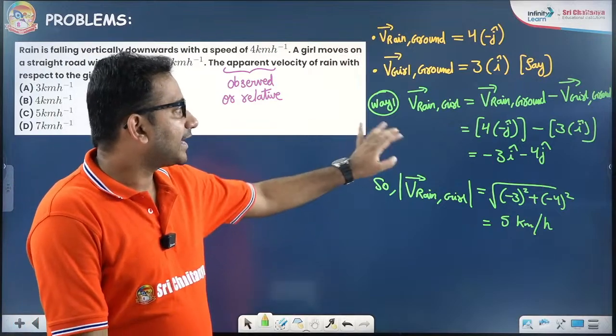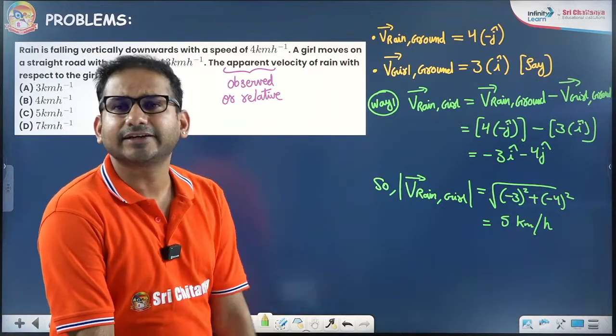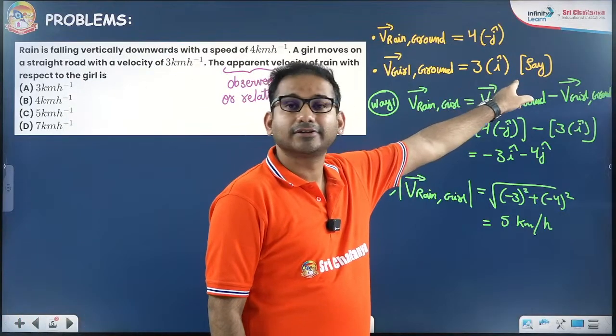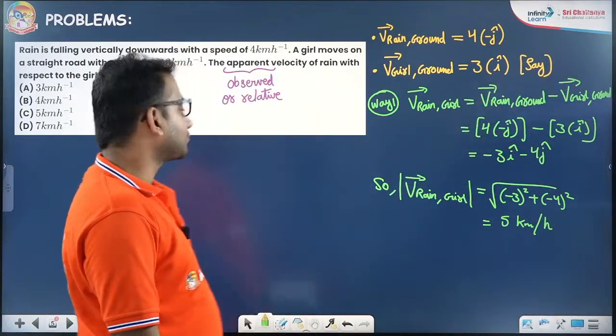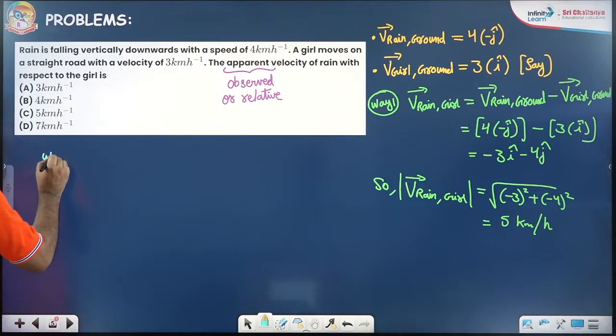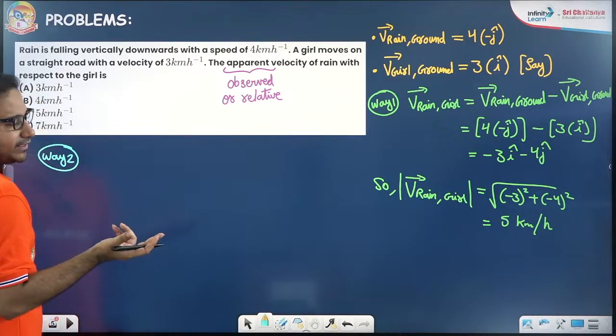So this is one way. I have done it diagrammatically, representing it in terms of i cap, j cap, k cap, where again its direction was not given, so I have assumed it. Okay. Now, way two, let's say I want to do it diagrammatically.